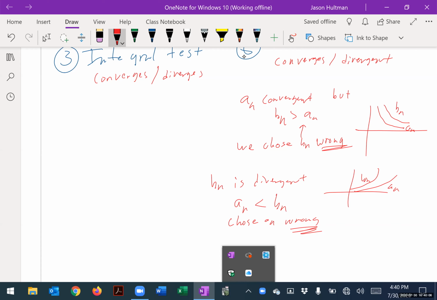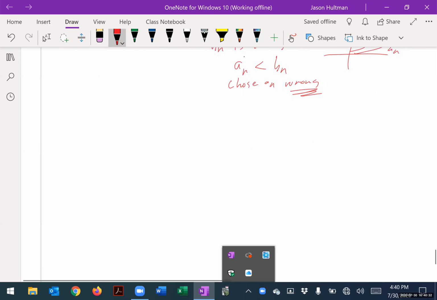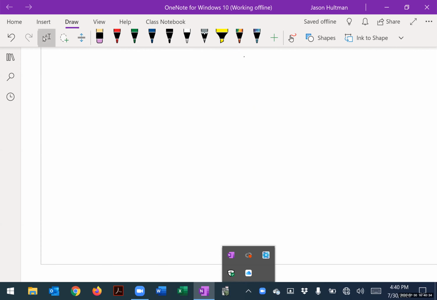So we have to find something that's smaller for what we're comparing against if we want convergence. We have to find something that's bigger for divergence. But if we get the inequalities mixed up, we chose wrong. So it's very particular on how we use it. Okay, so let's see what we get here.